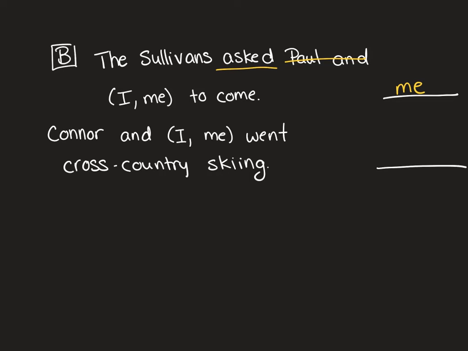In the next example, Connor and I or me went cross-country skiing. Once again, we can take out the Connor and to see which one makes sense. I went cross-country skiing or me went cross-country skiing? Well, I went cross-country skiing. We can also see that went is our verb. So who went? I went. So I is in the subject position, and so it should be I and not me.